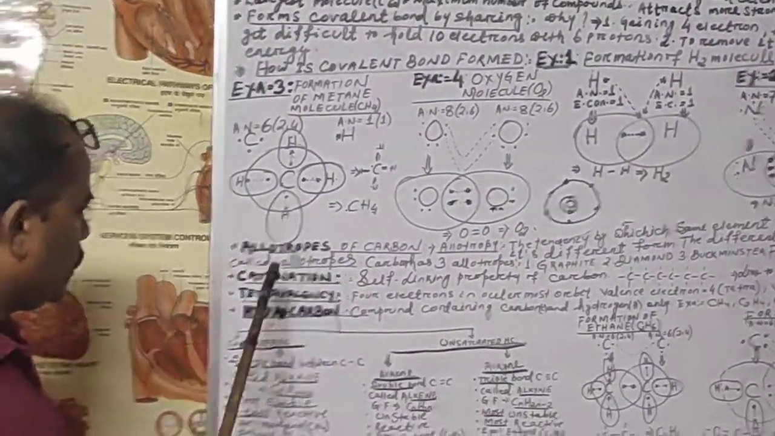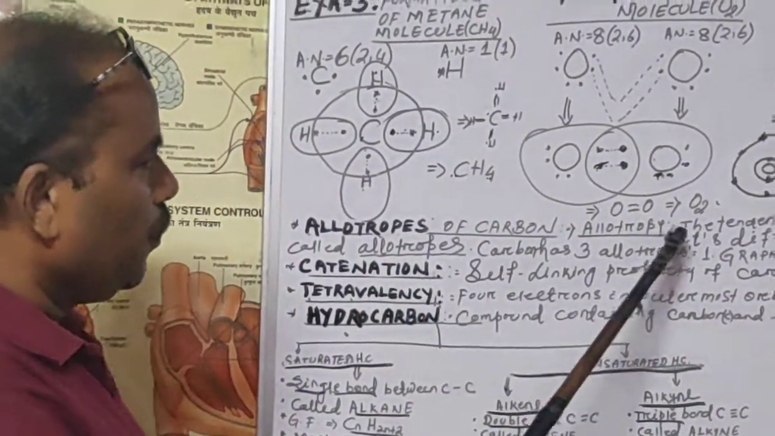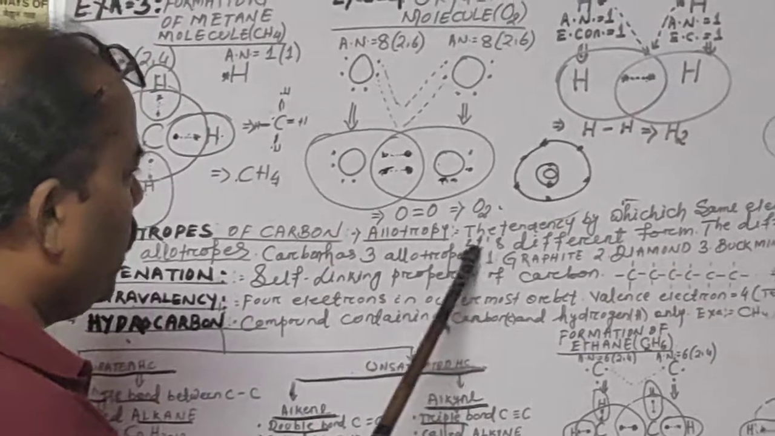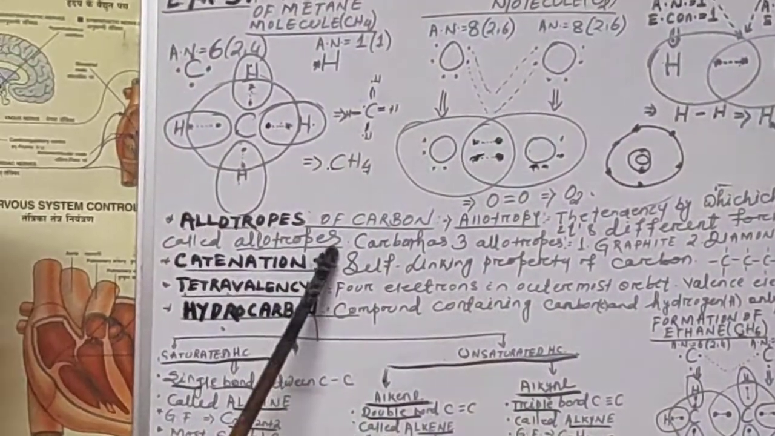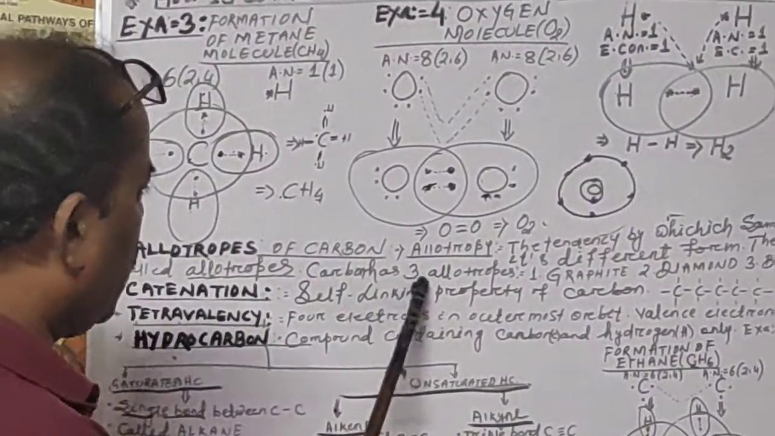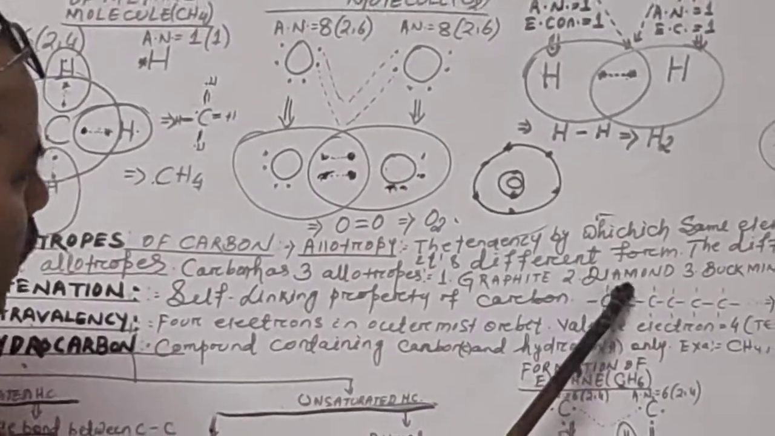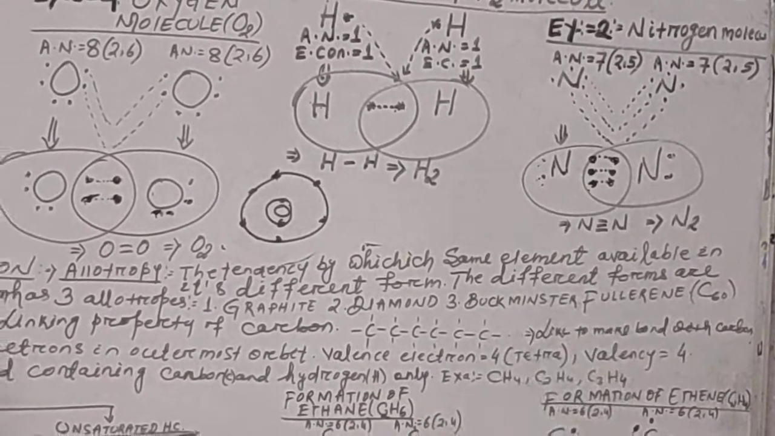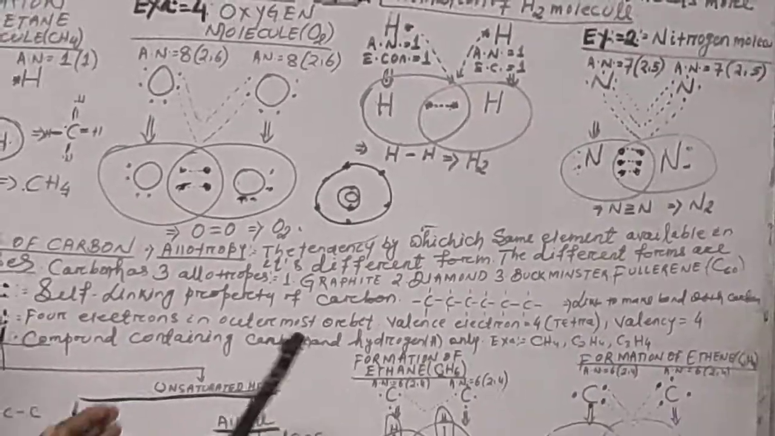Clear again? Let us come to allotrope. What is allotrope? Allotrope is a phenomenon, or tendency, by which the same element is available in its different forms. The different forms are called allotropes. Carbon has three allotropes. One is known as graphite, second is diamond, and third is Buckminster fullerene, that is C60, or simply we can also call it fullerene. So there are three allotropes.